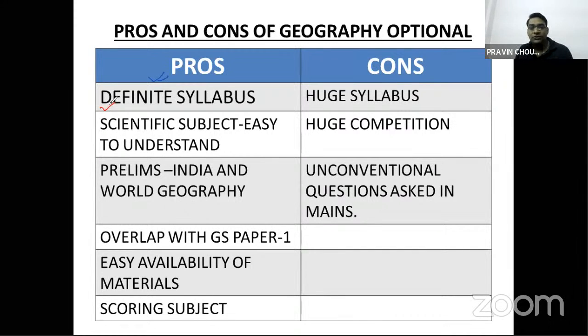So I suggest that you see the syllabus first. It's a defined syllabus. You will read each and every topic. The topics are very understandable and easily available. Okay, the second important point is that it is a scientific subject, easy to understand.